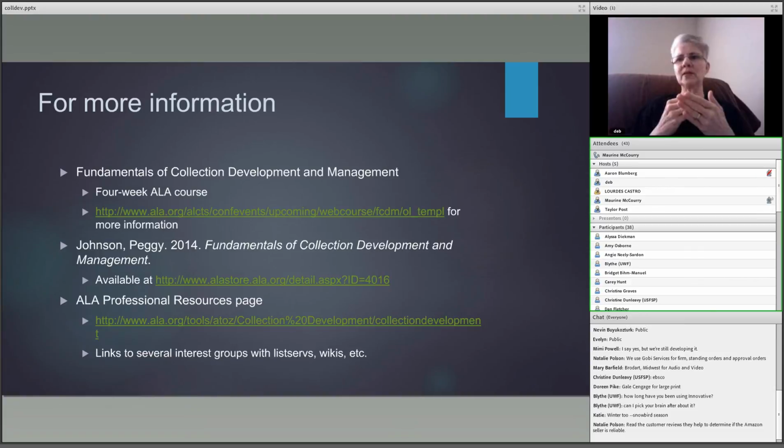There's a textbook that I believe actually supports that same course. That's in its 3rd edition now. That's available on the ALA site as well. There's also a professional resources page on the ALA site that has a lot of good information for collection development, has a lot of links to interest groups with listservs and wikis.